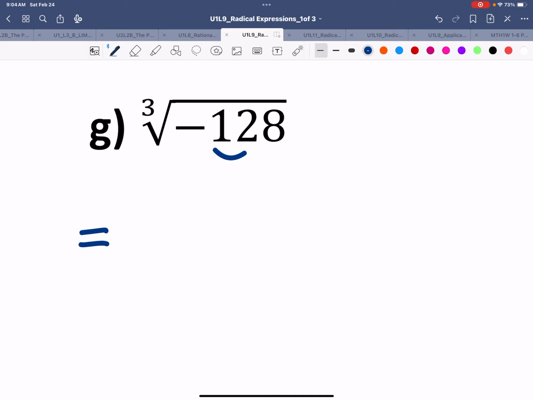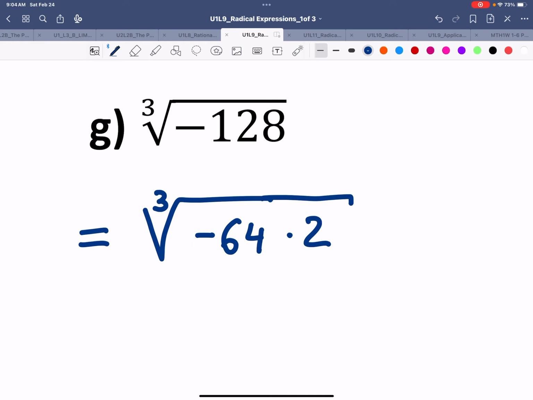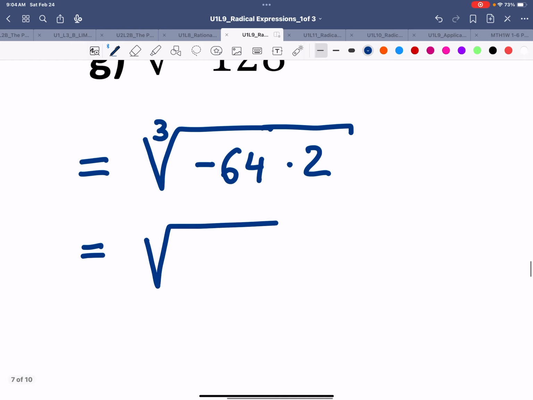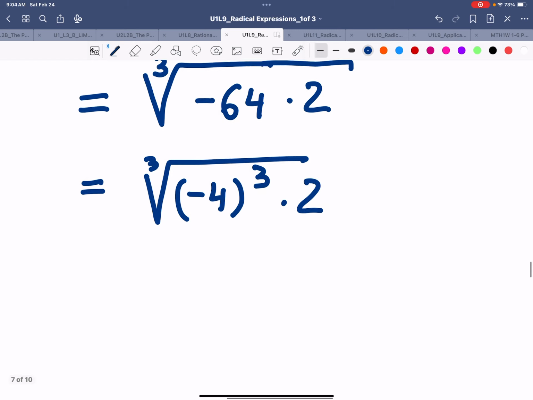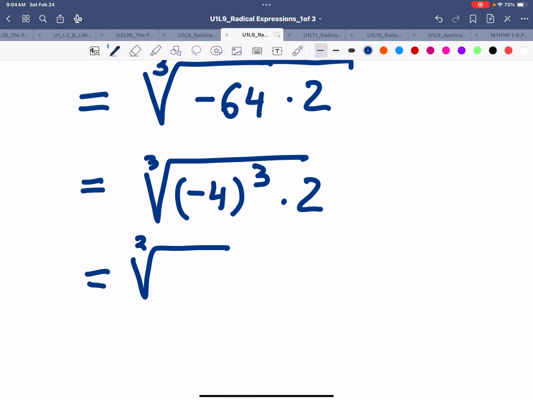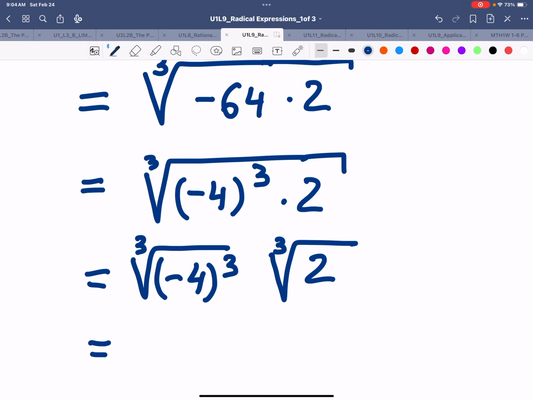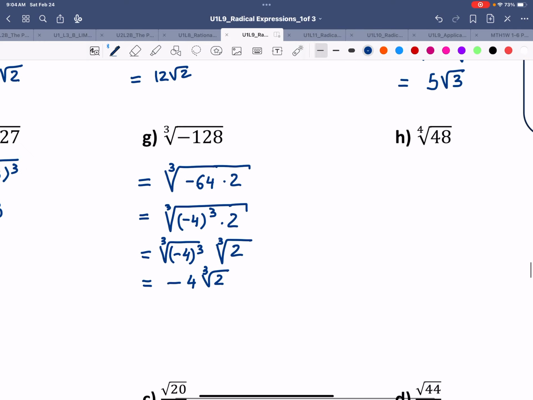And in this case, we'll have the third root of negative 64 times 2. That would be equal to the third root of negative 4 to the power of 3 times 2, or the third root of negative 4 to the power 3 times the third root of 2. So that would be equal to negative 4 root of 2, index 3. So negative 4 third root of 2.